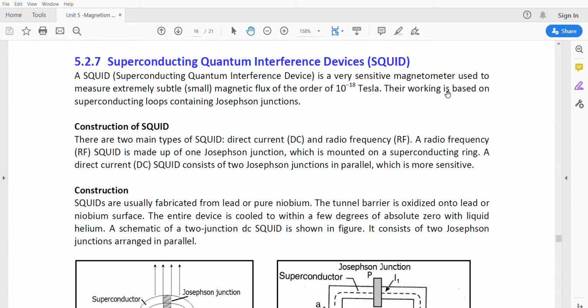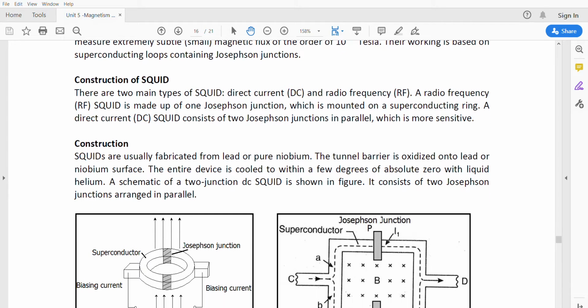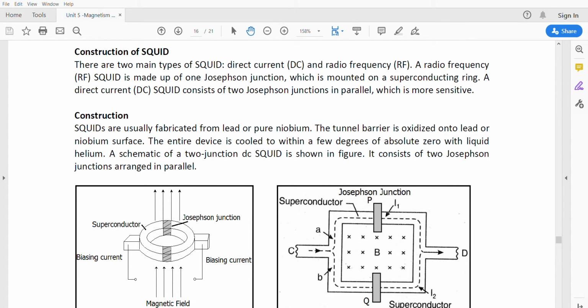This working is based on superconducting loops containing Josephson junctions. So using superconducting materials, we can form the loops by adding an insulating material, or by creating the Josephson junctions. We can understand the working and construction of these SQUIDs from this diagram. Here there are two types of SQUIDs: one is the direct current SQUID and the other is the radio frequency SQUID. These two are categorized depending on the number of Josephson junctions.